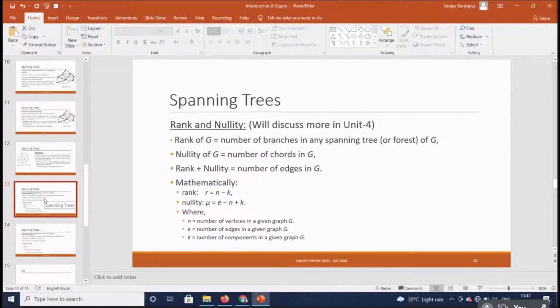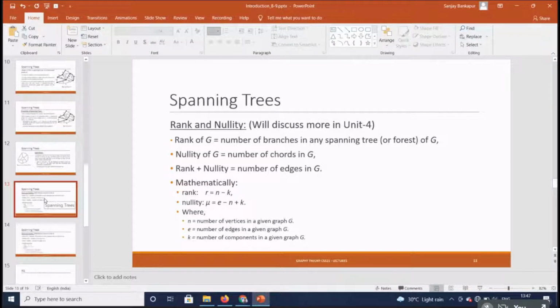N is the number of vertices. It's a connected graph. The connected graph means only one component. Disconnected graph means multiple components. So in that one component, n minus 1. If there are more components, say k components, then the number of spanning tree branches collectively across k components is n minus k. Okay, n minus k. That is the rank.